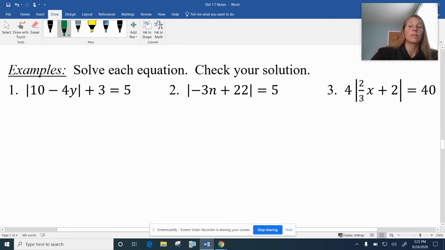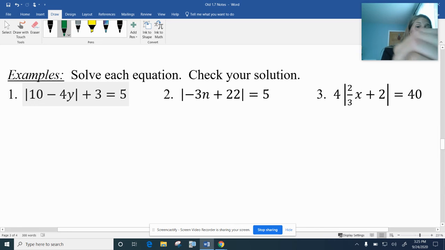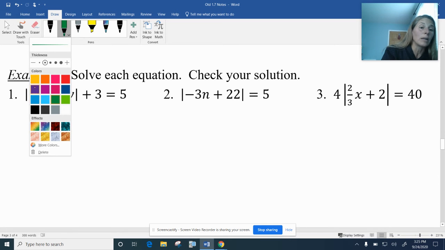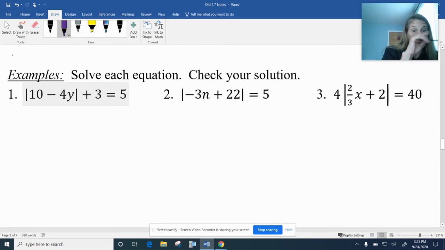Okay, so now we're just going to solve these and then check your solution. Now, as far as the checking, you can kind of plug it back in, do it in your head. You could do it on your calculator. You don't have to write work for your checking, but it's a good idea to keep that in mind, especially when you're taking a test or a quiz.